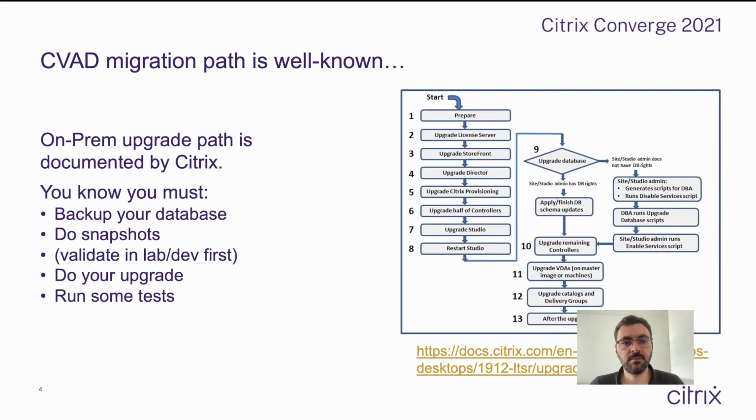Okay, about the CVAD migration paths, every Citrix user and expert has experienced a site migration in their career. All the steps are well documented by Citrix on their website, and as you can see on the schema on the right, there is a lot to do and every component of the infrastructure is impacted. The license server, the storefront, director, controllers, and so on. And it means you'll have to back up your database and do snapshots prior to running the upgrade, no matter if it's in dev or in production, and run some tests afterwards to validate everything runs smoothly.